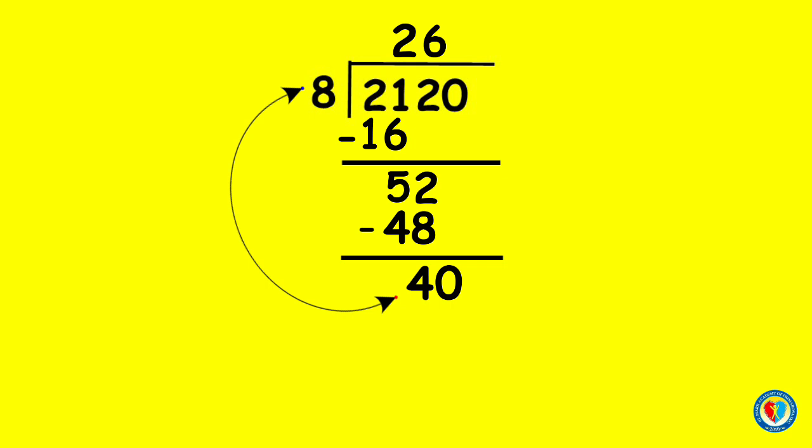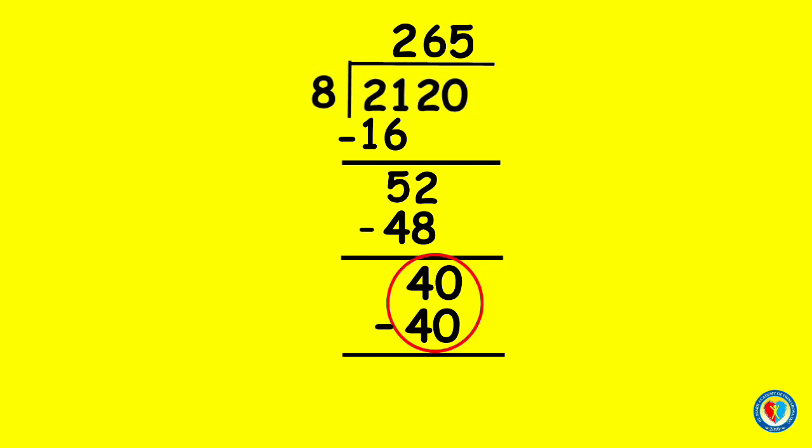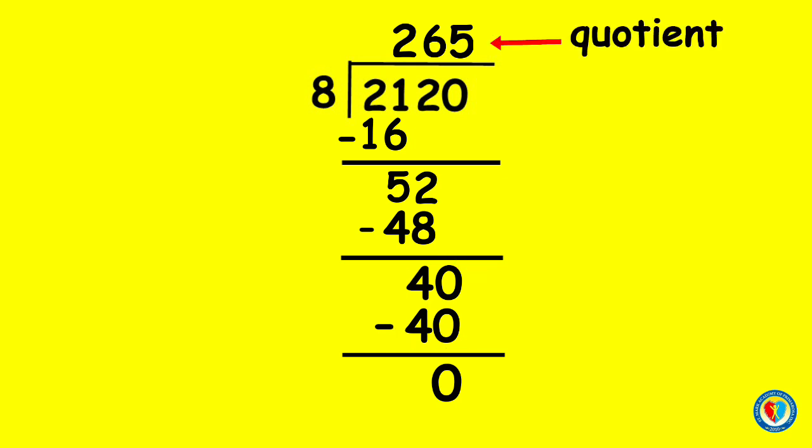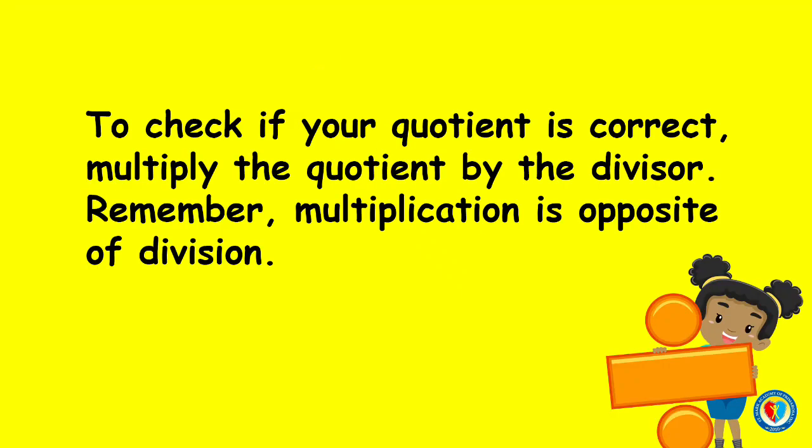So, we write 5 above the 0 in the quotient. Multiply 5 times 8 equals 40. Write 40 below the number 40. Then, subtract 40 minus 40 equals 0. Our quotient is 265. To check if your quotient is correct, multiply the quotient by the divisor.